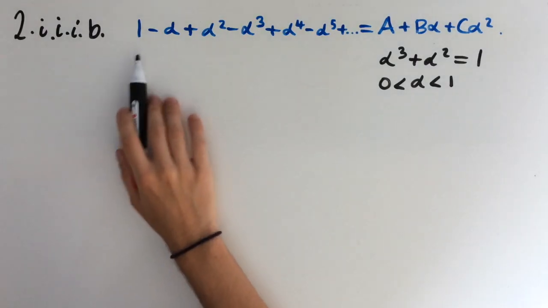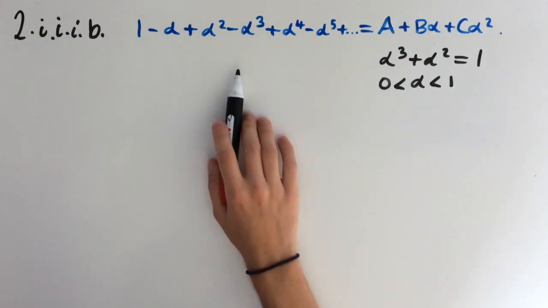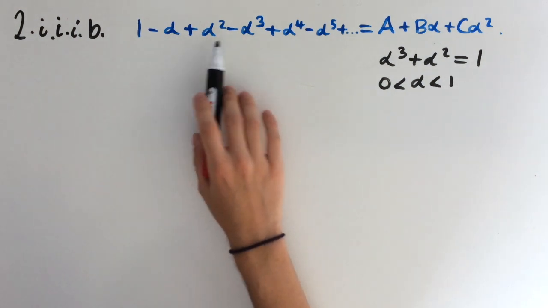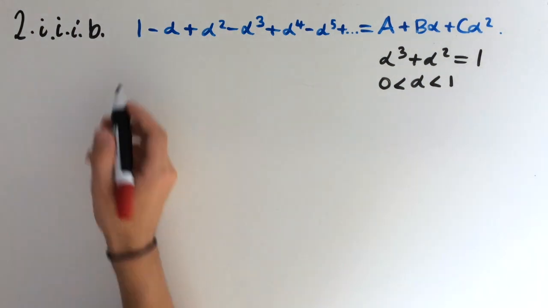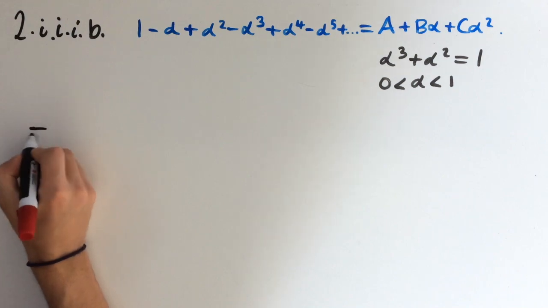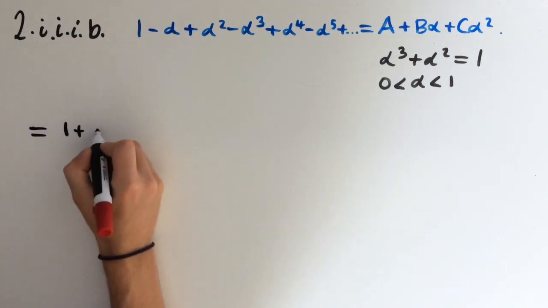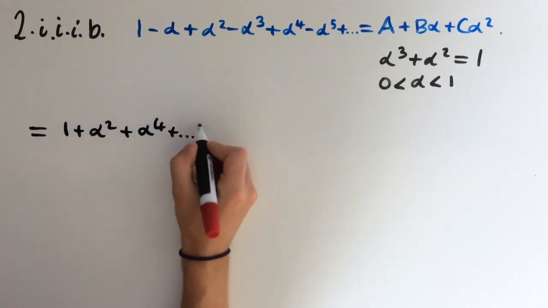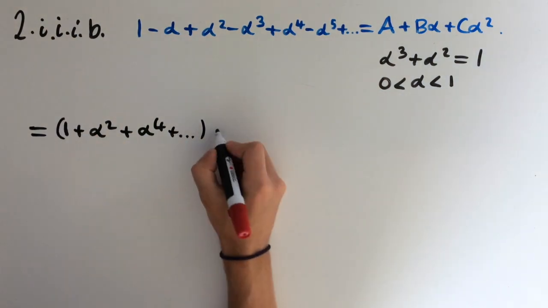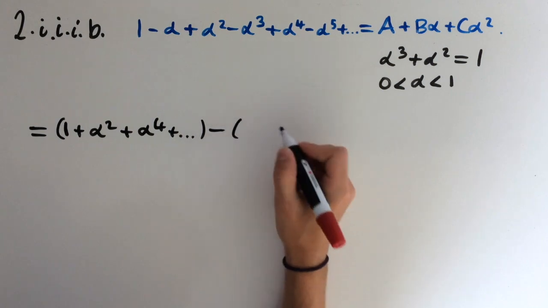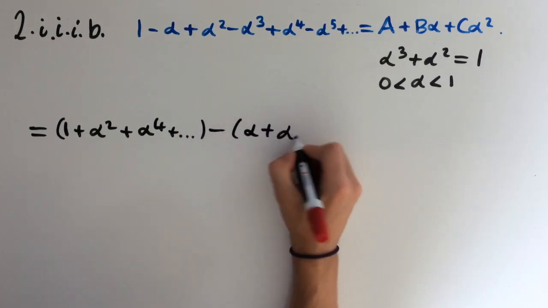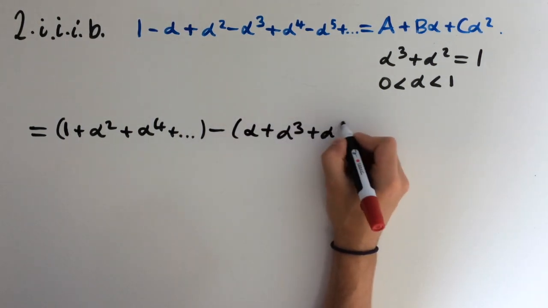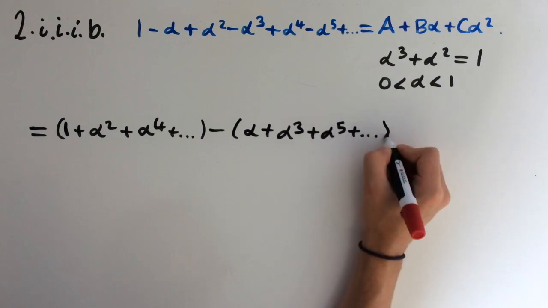Okay, for part B, our function is this interesting looking infinite sum. What we're going to do is split all the positive terms away from all the negative terms. So this series right here is equal to 1 plus alpha squared plus alpha to the 4th, etc. These are all the positive terms, and we're going to subtract from this alpha plus alpha cubed plus alpha to the 5, etc. And these are all the negative terms.